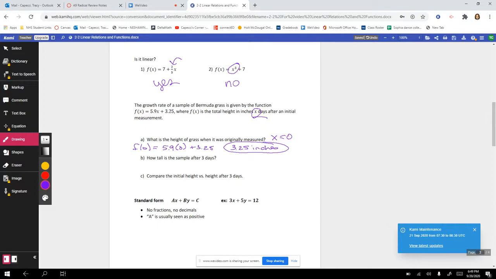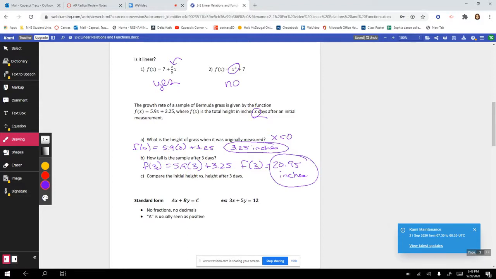And part B, how tall is the sample after 3 days? Well, f of 3, when x is 3, is equal to 5.9 times 3 plus 3.25. When we do that computation, we have f of 3 is equal to 20.95, and again, that's inches. So after 3 days, that's how tall it is.